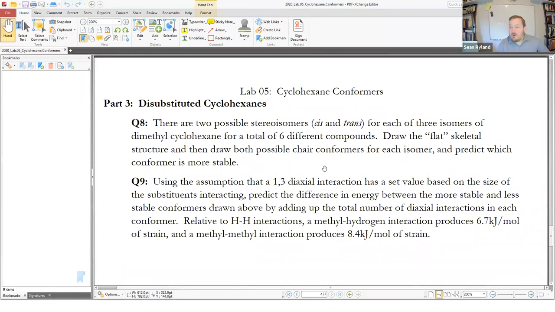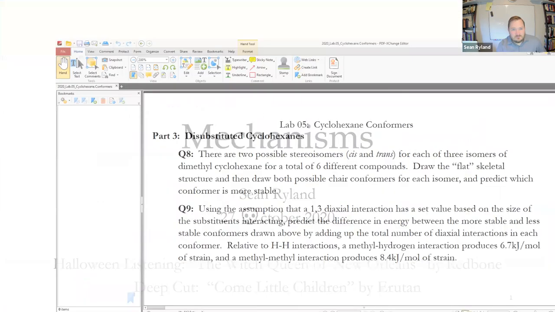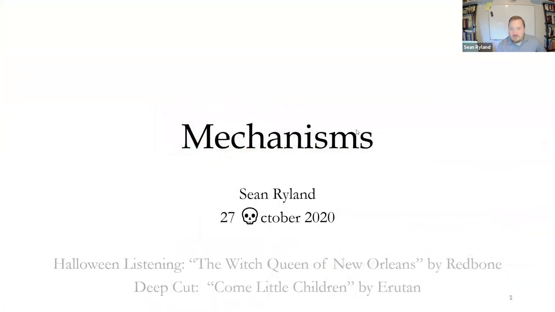By the time you finish number 8, hopefully you will have gotten very good at drawing your cyclohexane and putting things in axial versus equatorial positions. I know that there was a lot of drawings on Q8, but that was the point, right? I will frequently use labs in this class to fold in homework assignments basically as part of the lab assignments as well. And that's kind of what this one was. All right. Anything else on the lab?